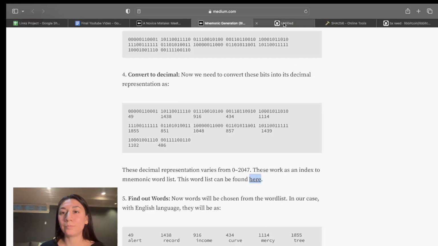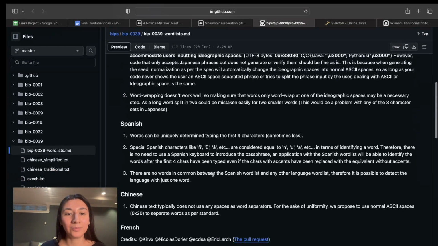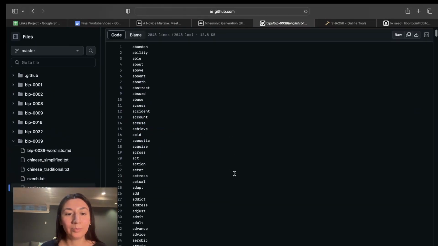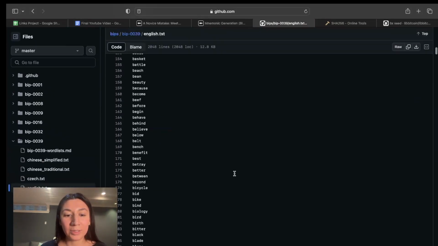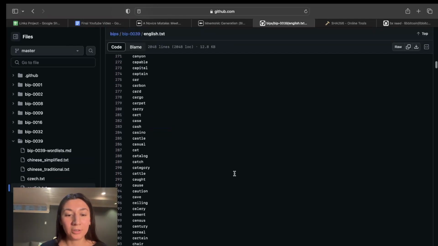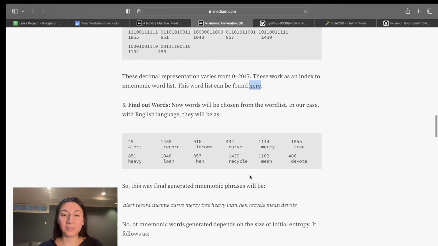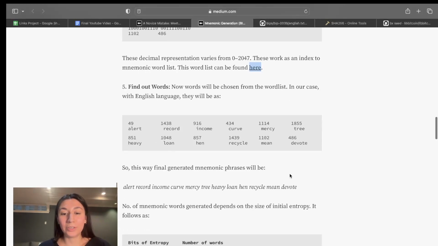This is GitHub. These words have been carefully chosen. And if you can see now, this is the mnemonic. The index for 49 was alert. And there you go, there you have it.